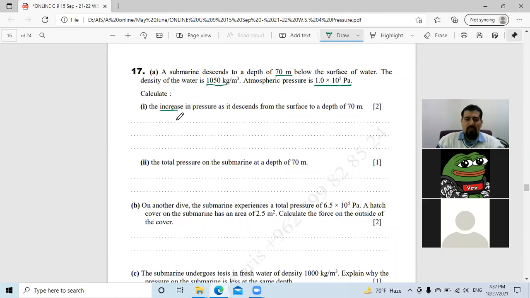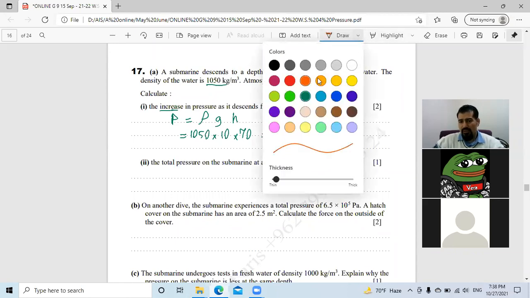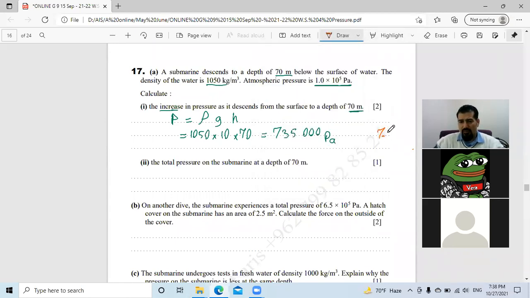So we know that the increase in pressure is equal to density multiplied by gravity multiplied by the increase in depth. So 1050 multiplied by 10 multiplied by the depth, which is 70, and the answer will be how much? 735,000 pascal. You can write it like this, or you can write it in standard form, 7.35 × 10⁵, it doesn't matter.